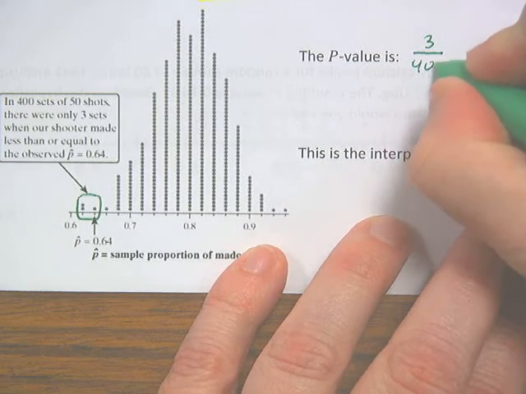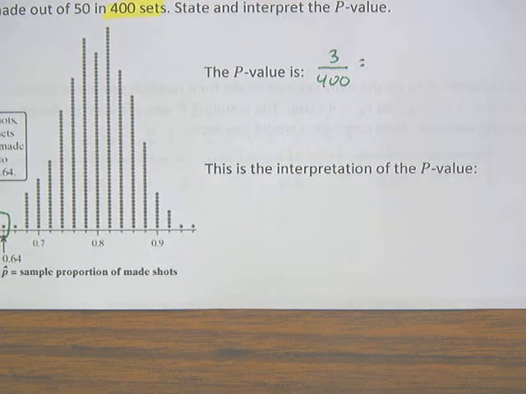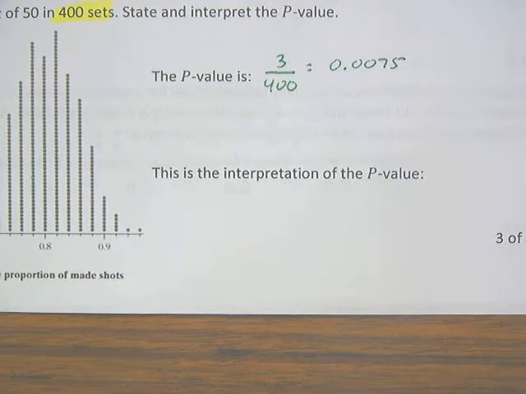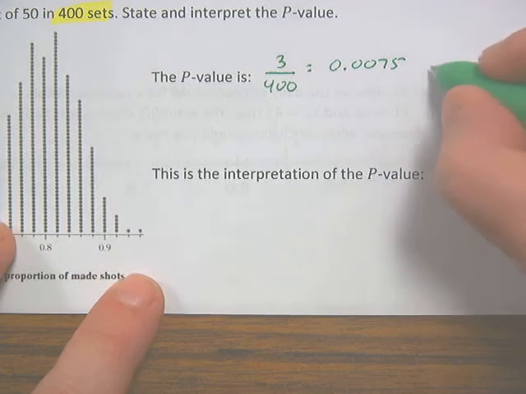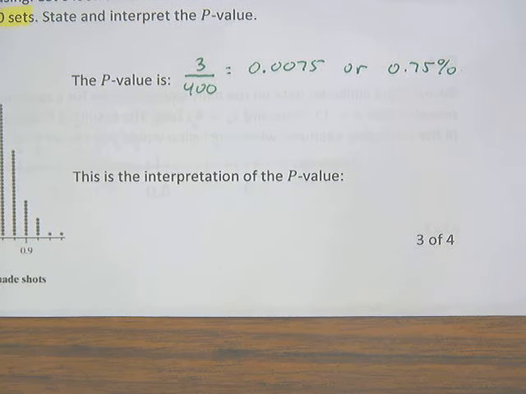Out of 400, so the proportion of times that you get a result of 64% or worse is 0.0075. That's really small. That's only 0.75%. There's a very small chance that what happened to him, the 64%, would just happen by chance alone, that he was just having a bad day.